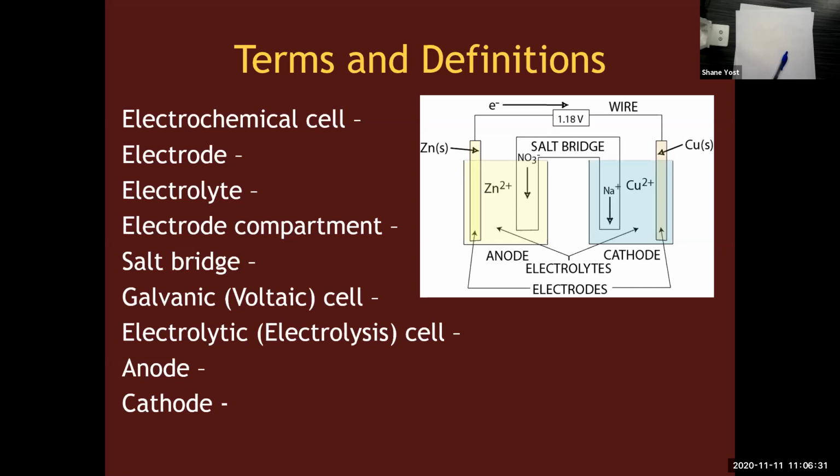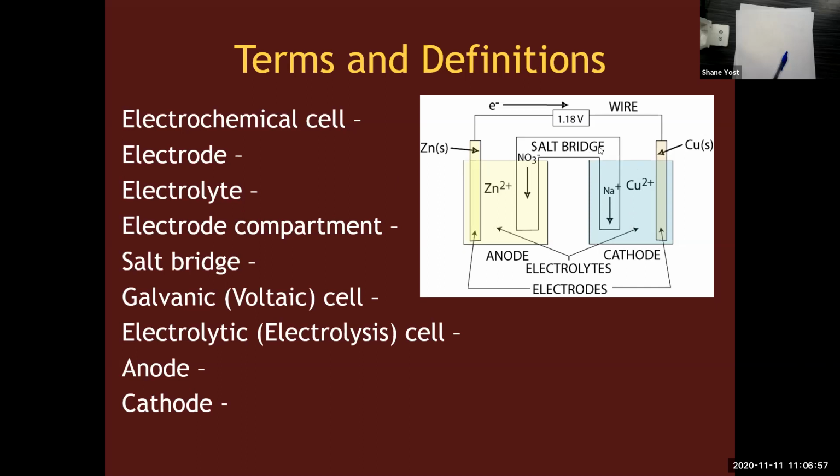Electrolytes are then your ions, your zinc and copper ions, involved in the redox reaction. And they don't even have to be involved in the redox reaction: the nitrate ions, sodium ions, those are also considered electrolytes. Those are spectator ions in this reaction, and are there to balance the charges in your solution.